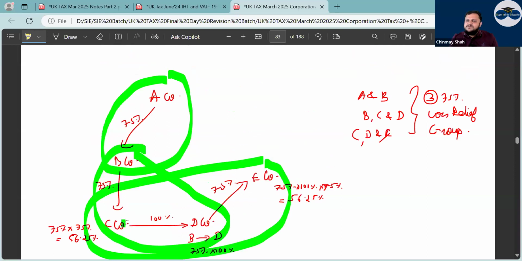Then A holds 75% in B, B holds 75% in C, C holds 100% in D, D holds 75% in E. Here 3 groups can be made. A and B can be one group, B, C, D can be one group, and D and E can be one group.